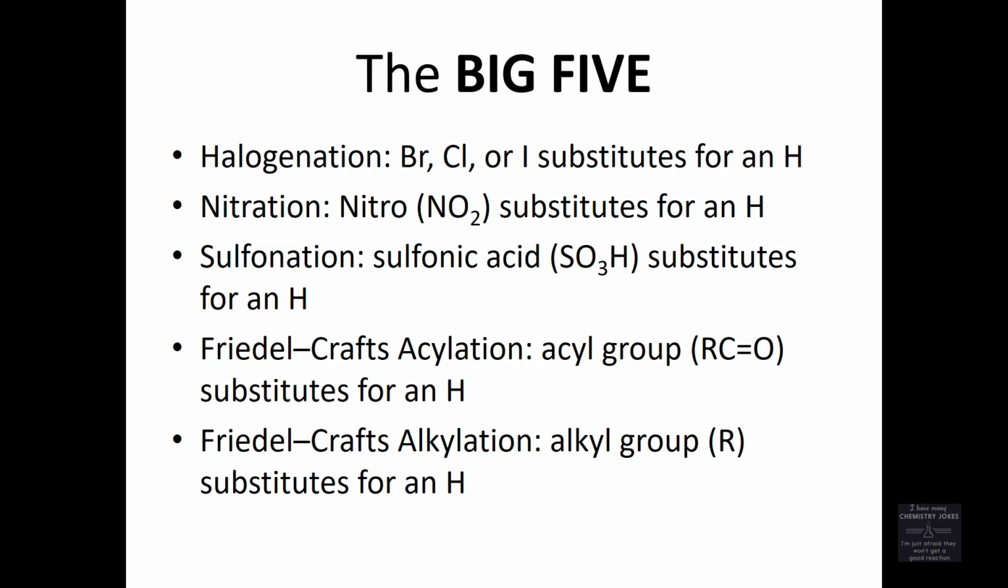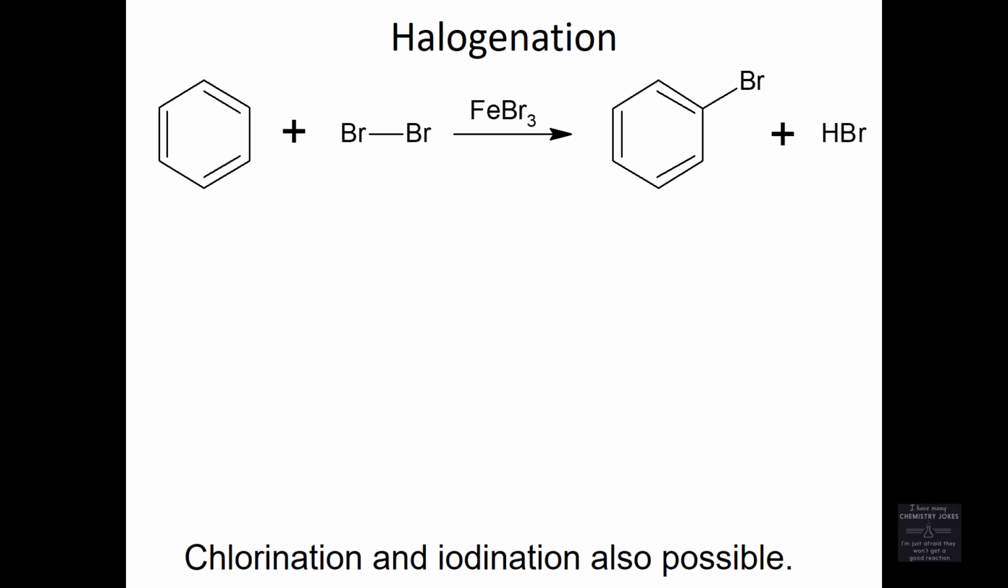We said there are 5 main electrophilic aromatic substitutions. Halogenation, you're going to stick a halogen on the benzene. Nitration, you're going to stick a nitro on the benzene. Sulfonation, you're going to stick a sulfonic acid on the benzene. Friedel-Crafts acylation, you're going to stick a carbonyl group on the benzene. Friedel-Crafts alkylation, you're going to stick a carbon group on the benzene. The Big Five electrophilic aromatic substitution reactions. Let's see what we're in for.